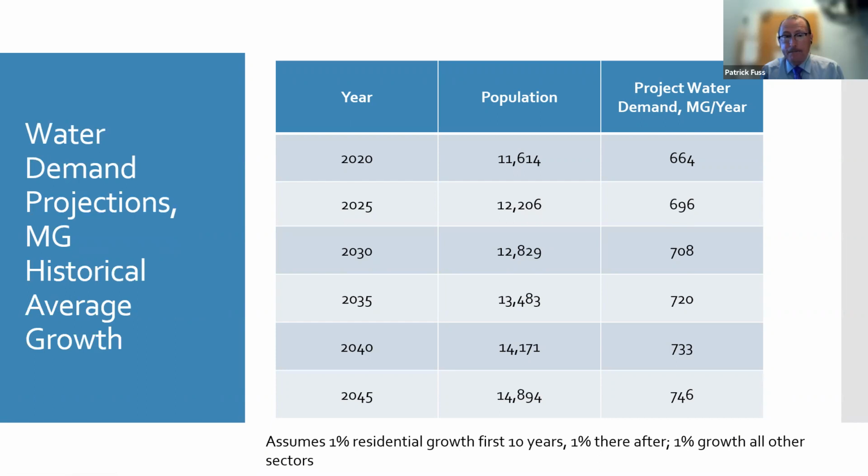To contrast that outside edge of the puzzle look, it really serves us well to take a look at what our historical norm has been as far as growth. So we looked also at 1% in residential as well as 1% in all the other growth sectors. Again, we have the same starting point at 2020, but looking out at 2045, instead of just over 18,000, we're just under 15,000. And instead of 960 million gallons, we're at 746. So this represents our range as far as population growth.